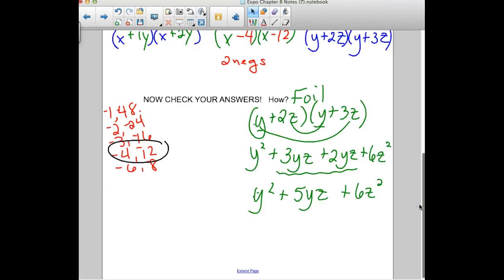All right, take a few minutes and write down your summary, and then your homework tonight is worksheet 8.5a.